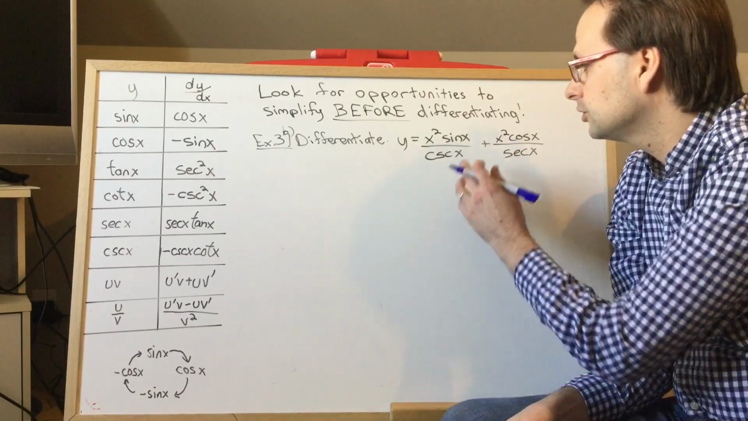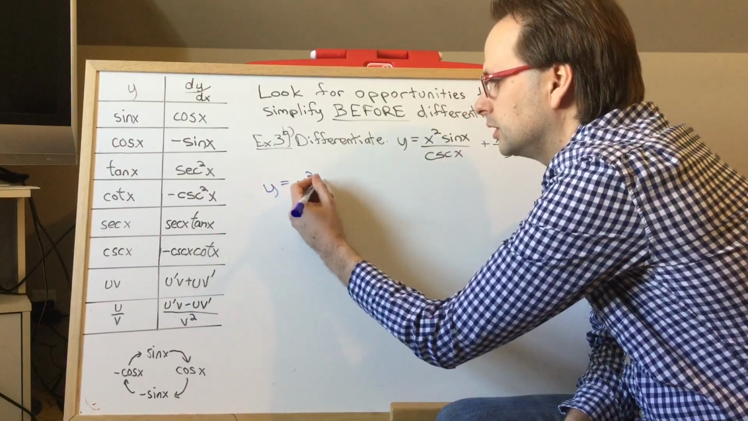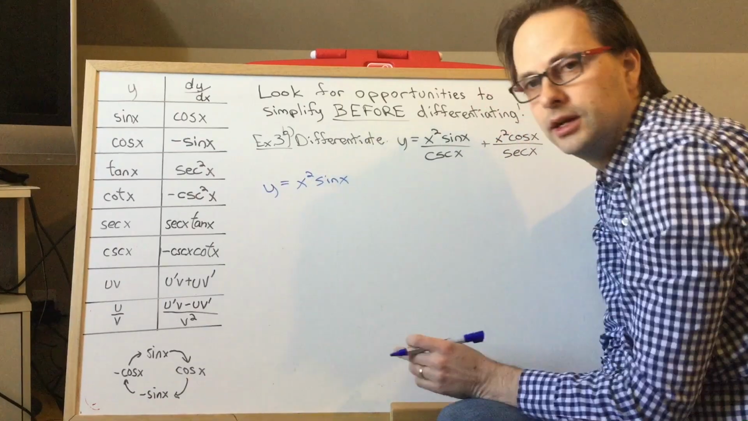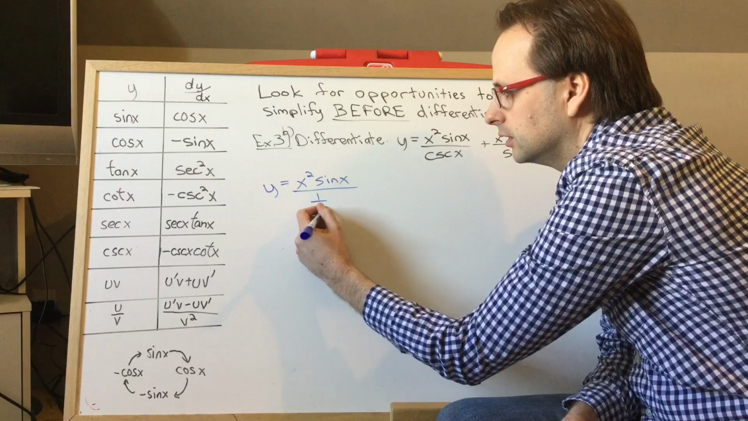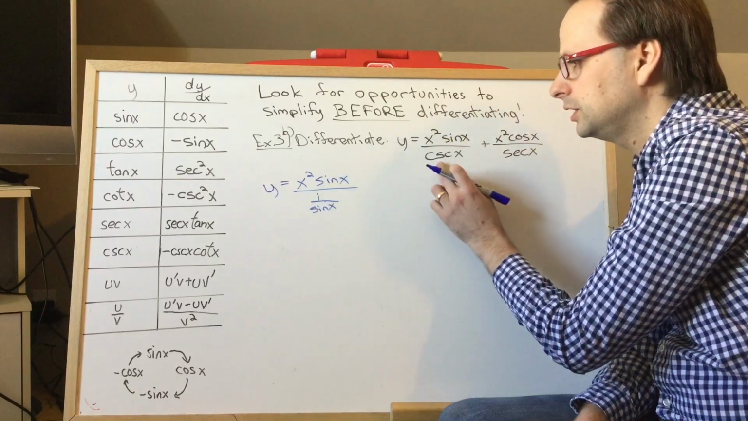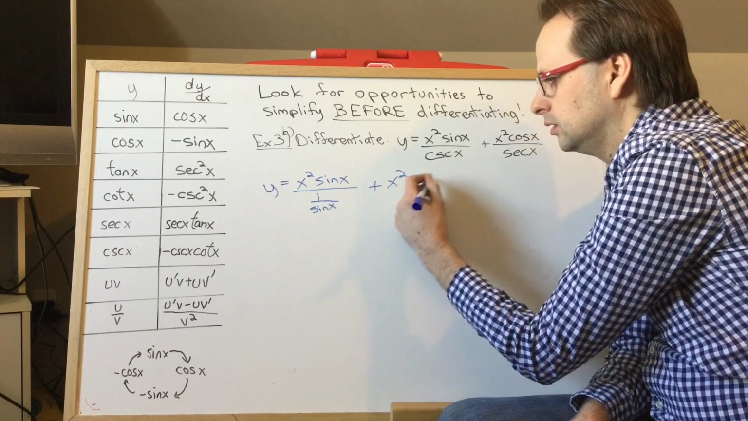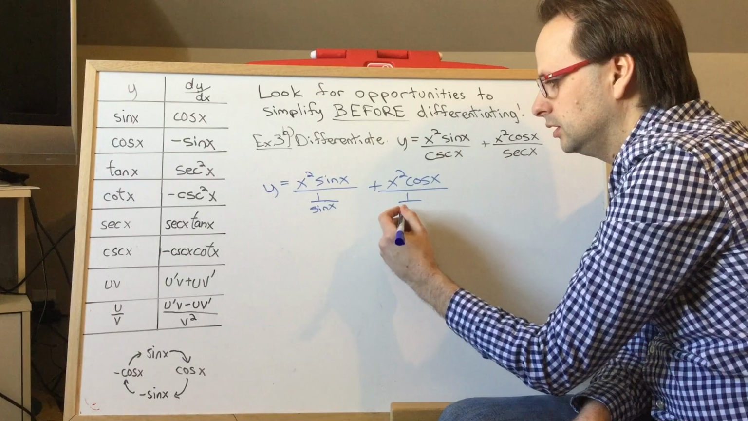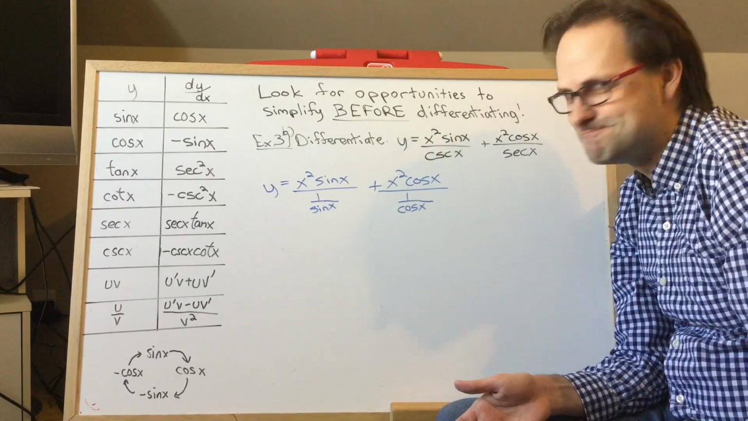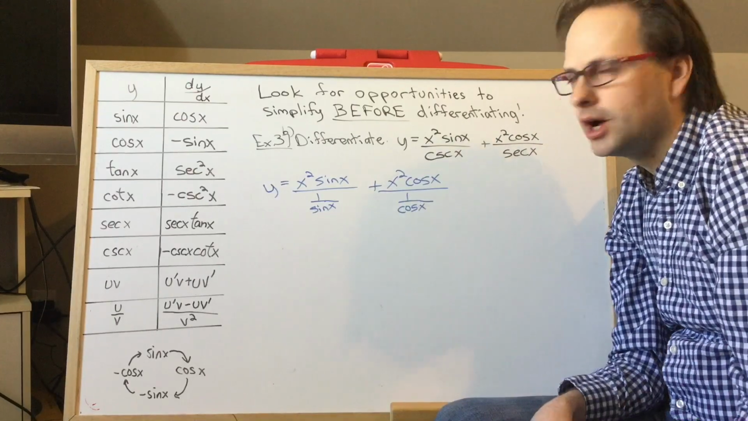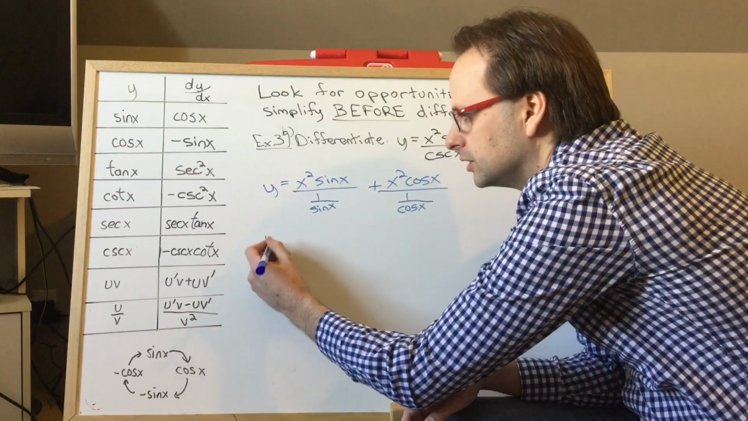So I've got x squared sine x over cosecant x. The only thing I can think of is the same sort of things I might have for trig identities. One approach you can take is to bring everything down to sine and cosine. So cosecant x is 1 over sine x. Secant x is 1 over cos x. Does that look better yet? No, not yet. But if we're going to divide fractions, we just flip and multiply. And again, notice this is still just y equals. I haven't differentiated.